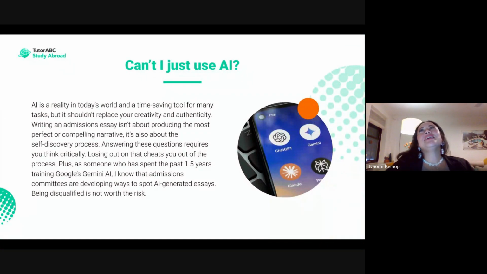Okay, so here's the million-dollar question. Can't I just use AI? I use AI for certain things, and I understand it's a very time-saving tool. But it's a tool, and it shouldn't replace your creativity and authenticity. I've literally trained AI systems, like Google's AI systems, to become more creative, but it's just not there. And I don't think it'll ever be there because of the lack of soul. So admissions committees aren't just looking for the most polished essay. They're really looking for authenticity and creativity.